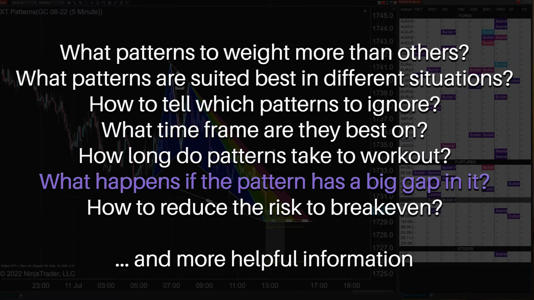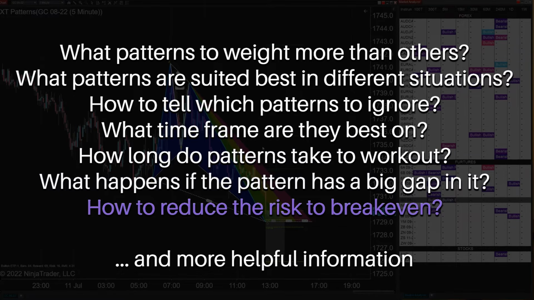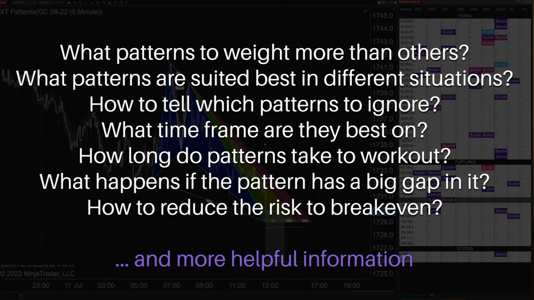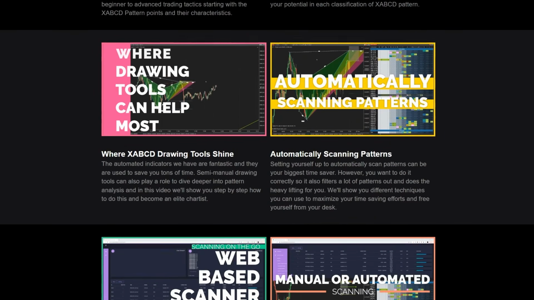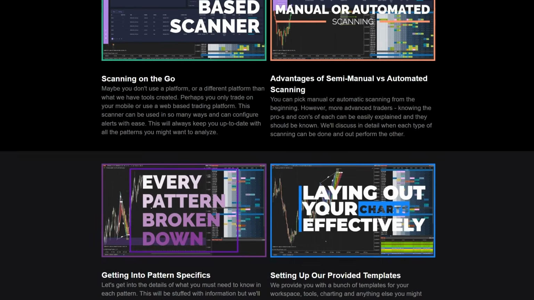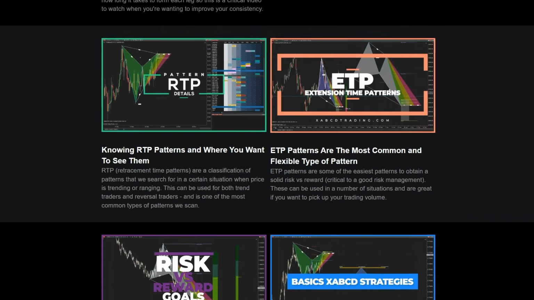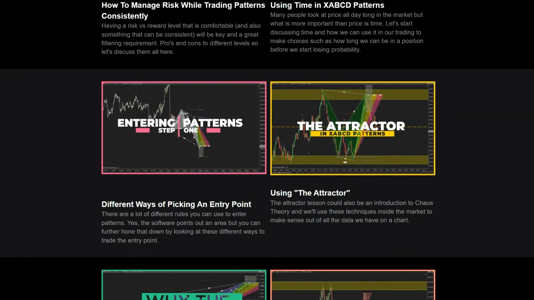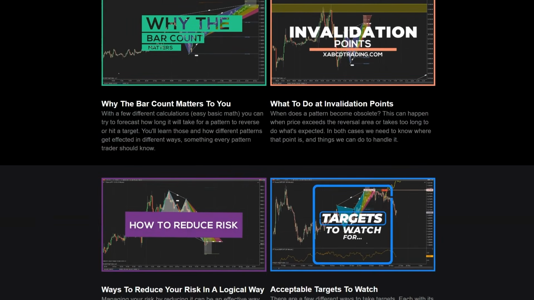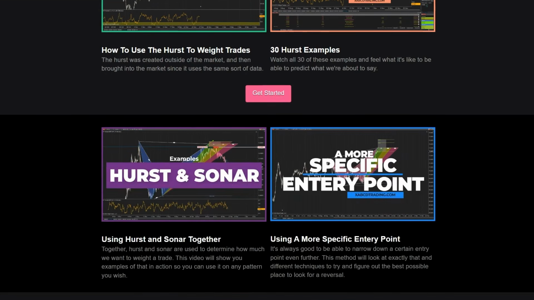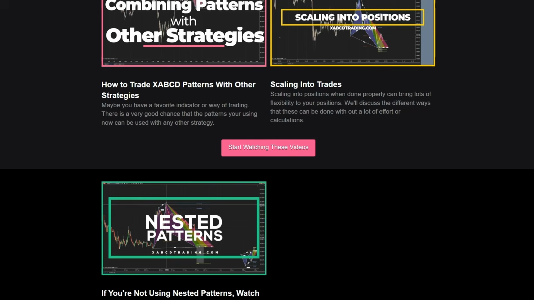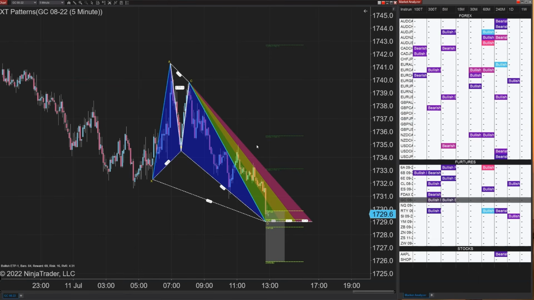What happens if you have a big gap in the pattern, or how do you reduce your risk to break even while managing the trade? See, there is more to know, and depending on where you are with your trading, you can always start basic and work your way up, trying to hone every possible angle of your trading to suck the most out of the market that you possibly can. But just because there's more to know, that doesn't make it hard or difficult. Just like the 1 minute and 7 seconds we just covered, it just needs to be explained to you in a way that's easy to follow.